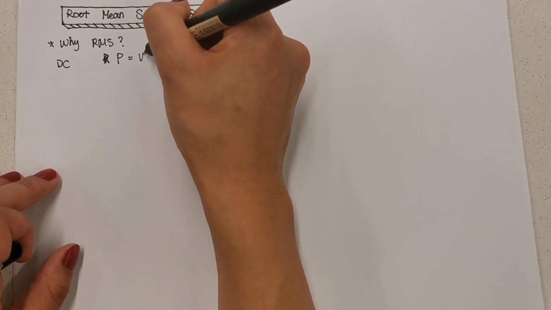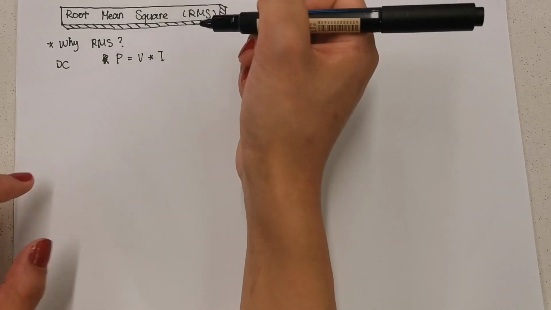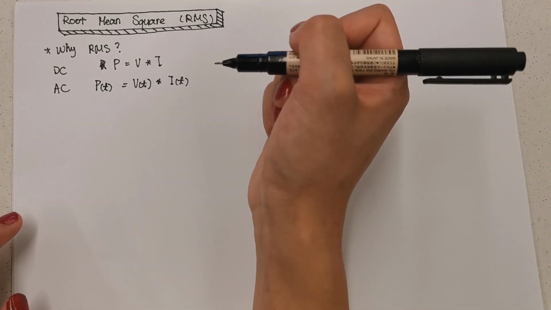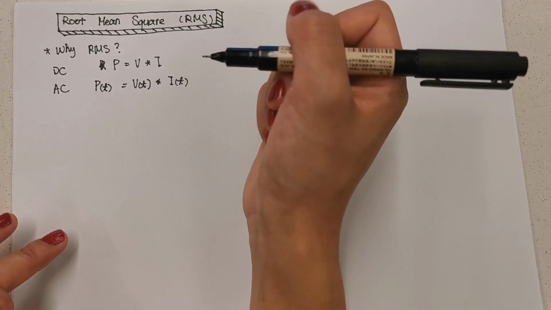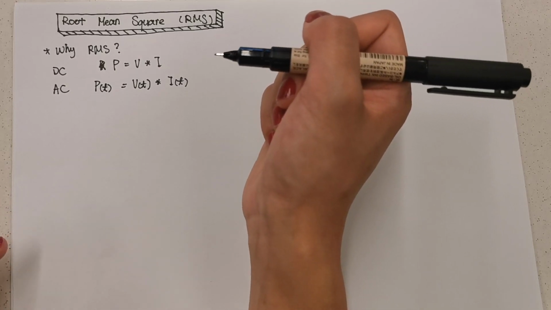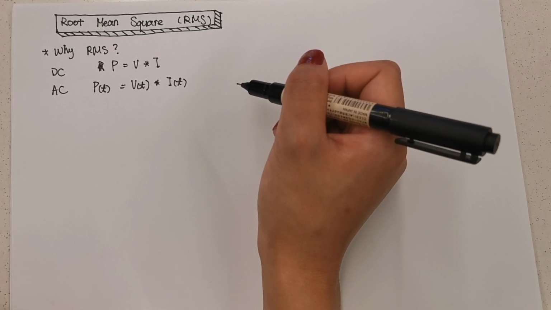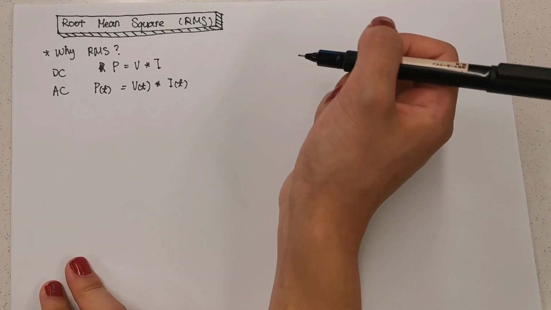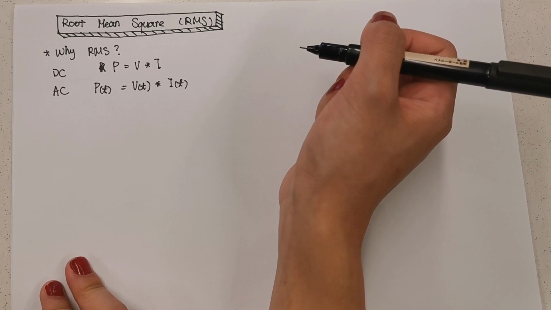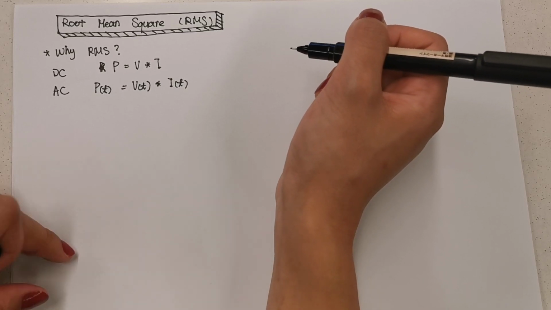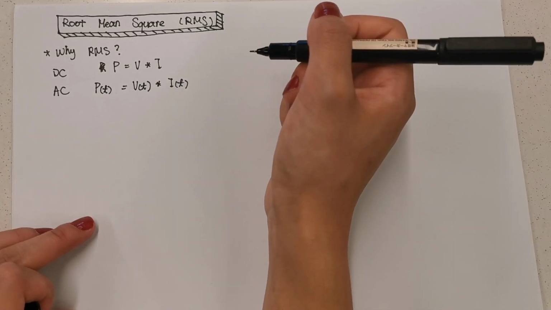We just use voltage times current, and we get the power. But in an AC circuit, if we use voltage times current, we only get the instantaneous power. However, we want to know the power over a period, or we can say we want to know the average power delivered in this circuit at the same amount of DC source. So how does this work?